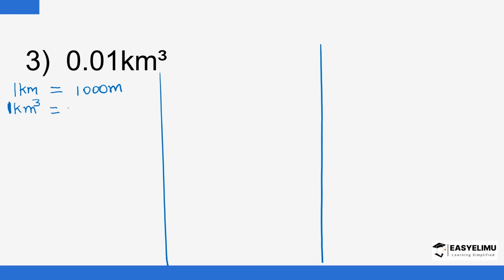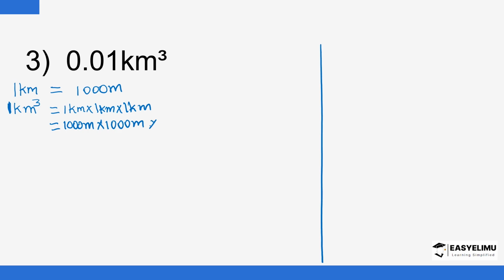1 cubic kilometer should be 1 kilometer times 1 kilometer times 1 kilometer. So each of the kilometers is 1,000 meters. So we have the first one is 1,000 meters. The second one is also 1,000 meters. And the third one is also 1,000 meters. You see. So if you multiply 1,000 by 1,000 by 1,000, that is one what?